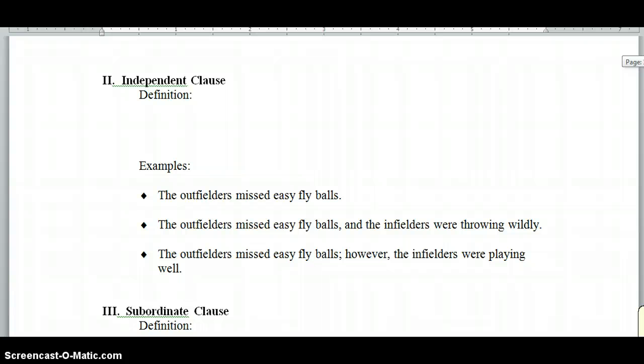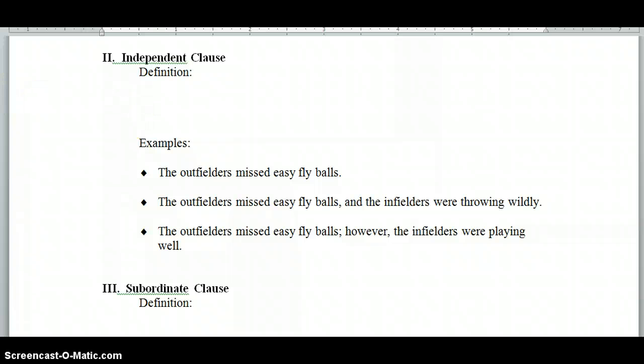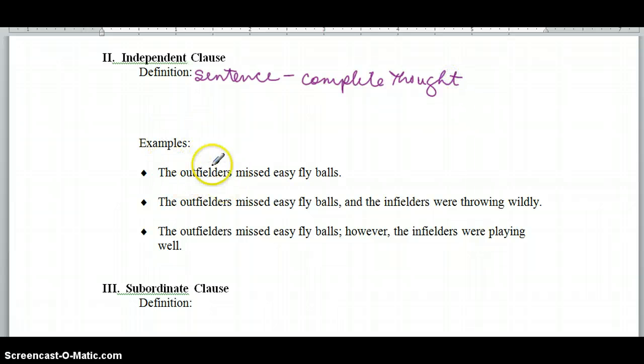So the first type of clause we're going to talk about is an independent clause. And independent clauses are really what you're used to thinking about as a sentence. It expresses a complete thought and can stand alone. So when we look at this, the outfielders missed easy fly balls. Here's your action verb. Who or what missed? The outfielders did. What did they miss? They missed the balls. There is an independent clause, can stand alone as a sentence.